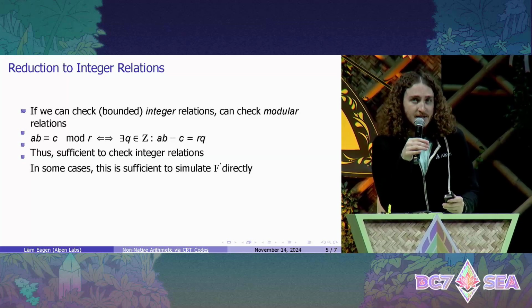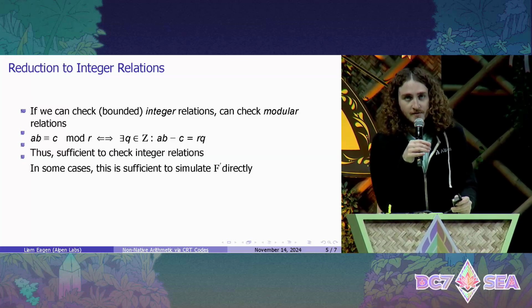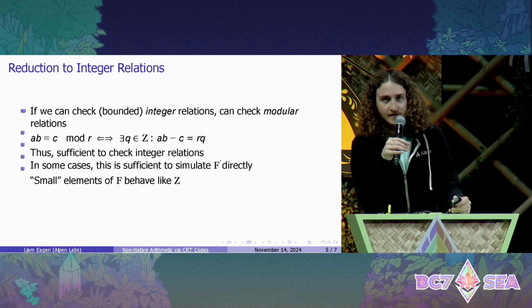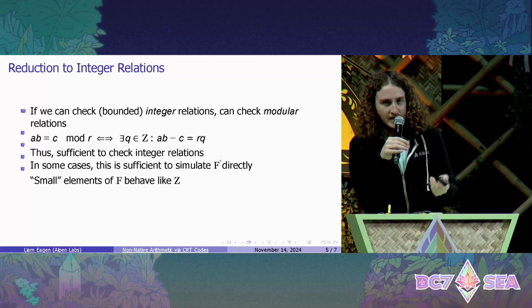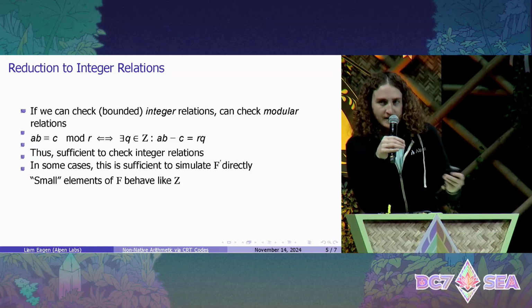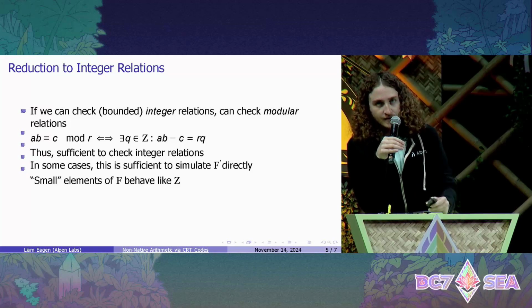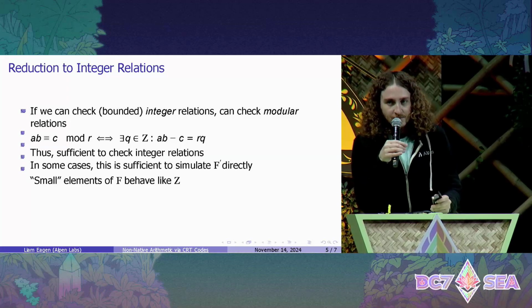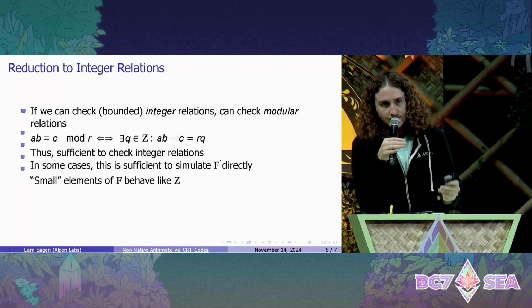And in some cases, this is actually sort of enough by itself. So depending on the relative sizes of the fields, it might be possible to do this. Like if you check that A, B, C, and Q are all small, you can just check this relation, as written here, directly in the larger field. And the reason this works is because it will never wrap around the larger field.